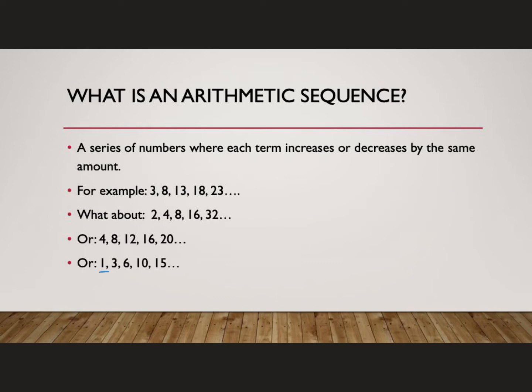Last one, 1, 3, 6, 10, 15. This one is not an arithmetic sequence because 1 to 3 is an increase of 2, 3 to 6 is an increase of 3, 6 to 10 is an increase of 4, 10 to 15 is an increase of 5. I can tell that I would increase by 6 next, but it's still not an arithmetic sequence.